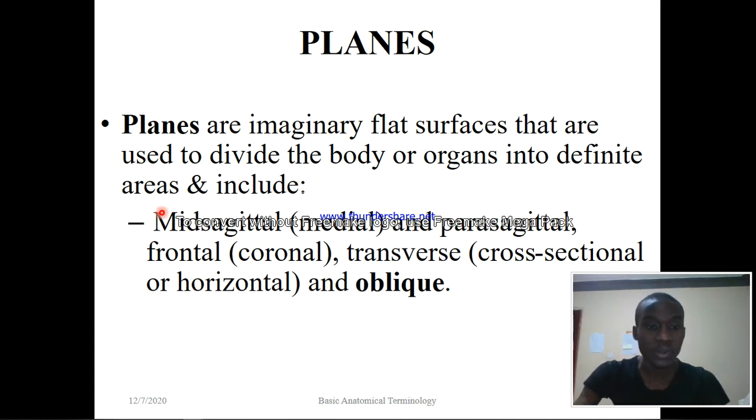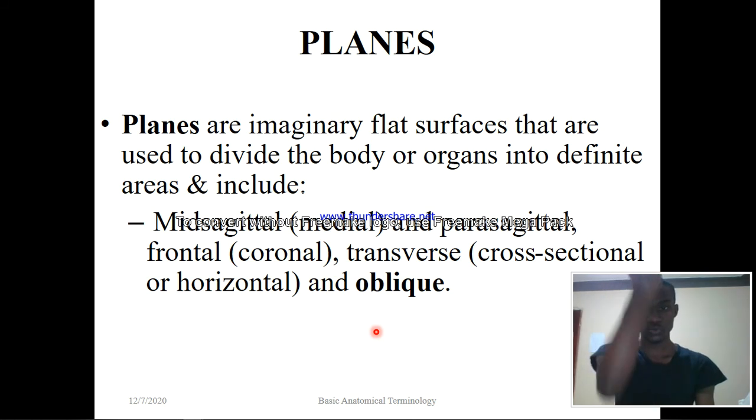We have the mid-sagittal term. That one is trying to describe the medial plane. So the mid-sagittal is the longitudinal imaginary line that someone can have in their mind. For example, if you are trying to divide the body into two parts, you use that mid-sagittal imaginary plane. So that is the medial plane. And then the parasagittal, the frontal, which is also known as the coronal, the transverse, which is also known as section or horizontal, and then the oblique.